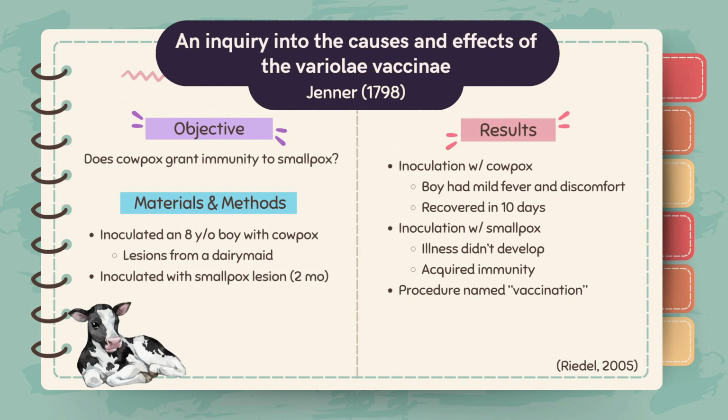He then inoculated his gardener's 8-year-old son with cowpox using lesions from the dairymaid. 2 months after, the boy was inoculated with smallpox to test if he gained immunity. The inoculation with cowpox gave the boy a mild fever and discomfort, which only lasted 10 days. When he was inoculated again, this time with smallpox, he didn't show any symptoms, therefore acquiring immunity to smallpox. The procedure was named vaccination, as vaccinia was a Latin word for cowpox.